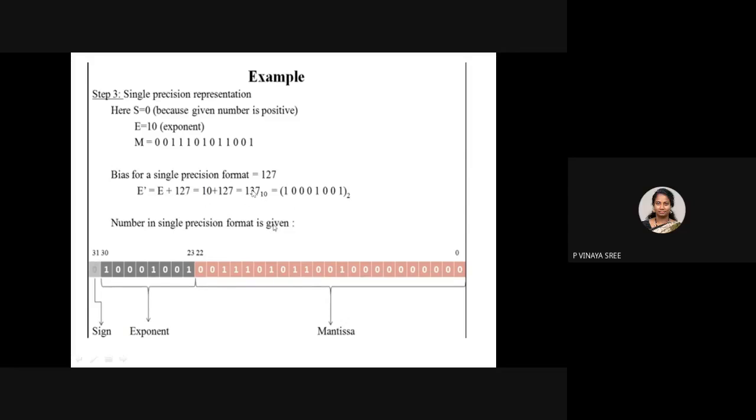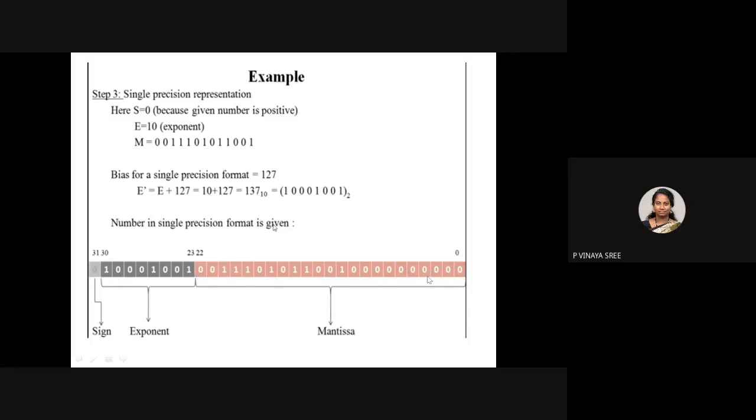If you convert 137 to binary, this is your binary representation. You can note it down in your notes. Afterwards, you can verify whether this is correct or not. The binary representation for 137 is 10001001. Next, here for the sign, as it is 0, I have mentioned 0. Next, in the exponent place, in place of 8 bits, 137 is converted to binary and represented as 10001001.